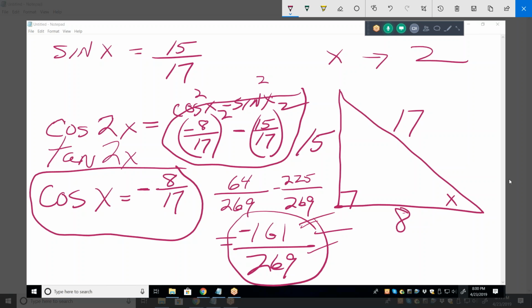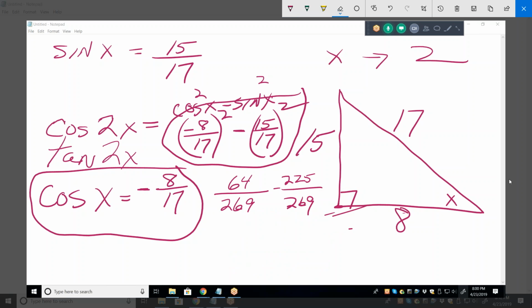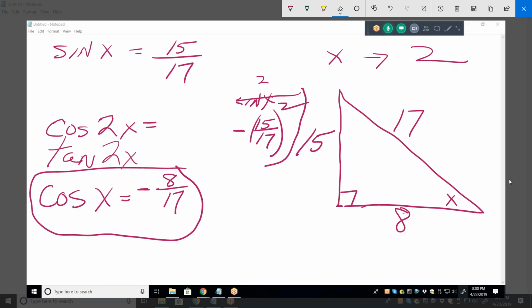Now I don't know your teacher, whether he wants decimal answers, whether he wants exact answers. He wants exact. If he does not say round off to the nearest whatever, 2 decimal places or 3 decimal places, then he wants exact. Okay, so we figured out cosine.